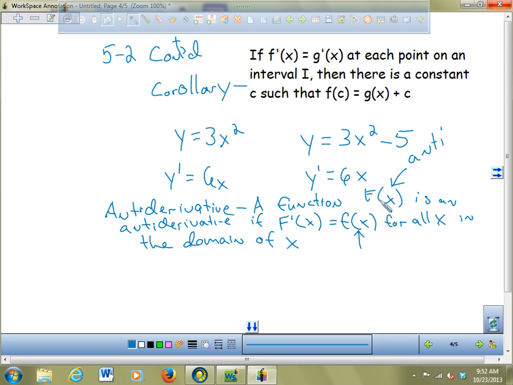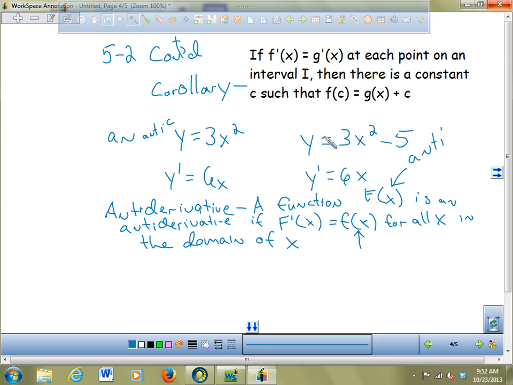So the antiderivative is the function that when I take its derivative, I get the original function. Like in the one where you wrote down numbers, the y and the y prime above there, which one's the antiderivative? The y equals 3x squared is the antiderivative of 6x, because you take the derivative of that and you get 6x. It's an antiderivative of 6x.